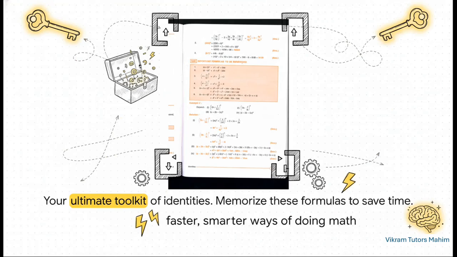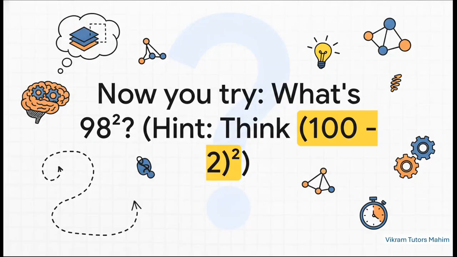So here it is, the ultimate toolkit we've built today. These are the key formulas to have in your back pocket. They're your shortcuts, your problem-solving power-ups. Don't just see this as a list to memorize. See it as a set of keys that unlock faster, smarter ways of thinking about math. You know, the real skill is learning to spot when you can use these tools. So I'll leave you with a final challenge. How would you calculate 98 squared in your head? Instead of multiplying the long way, look at it differently. Which one of our new identities turns this into a simple two-step problem?